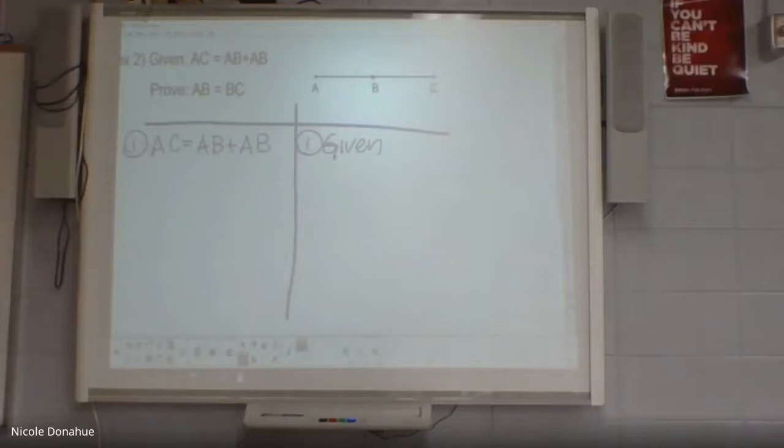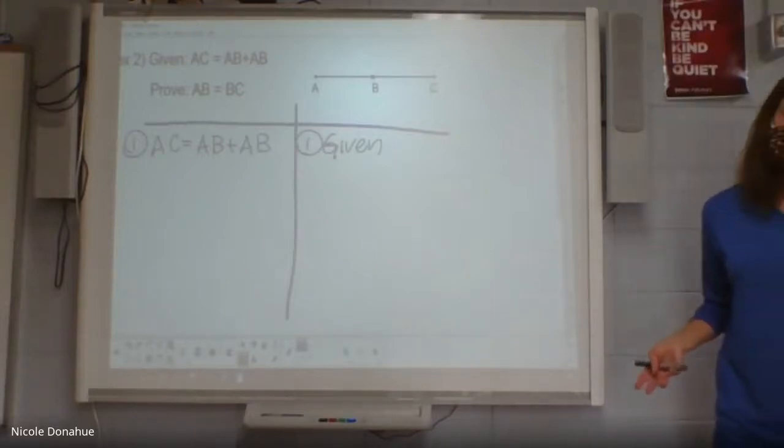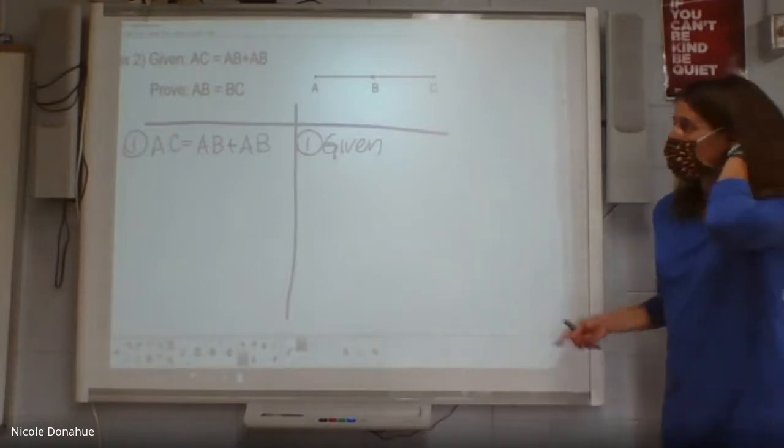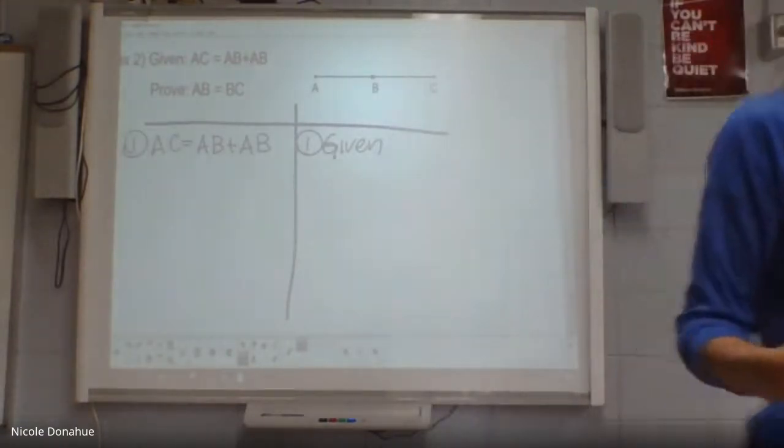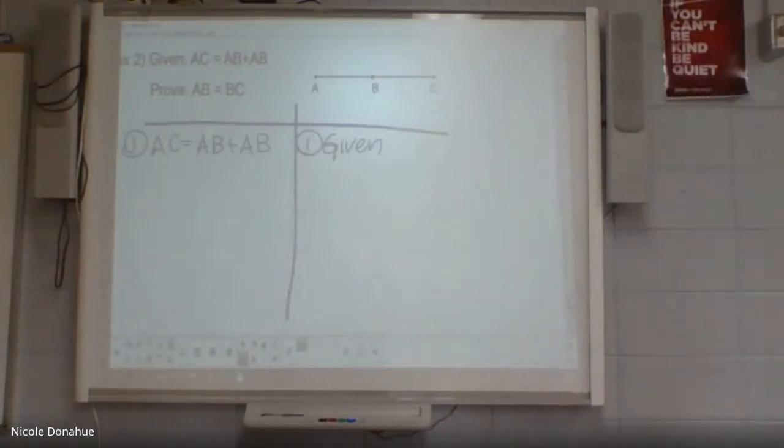I'm trying to prove that AB equals BC. And currently, I don't know that, because they don't tell us anything about what point B is. They don't tell us it's a midpoint or anything like that. We don't know that for sure.